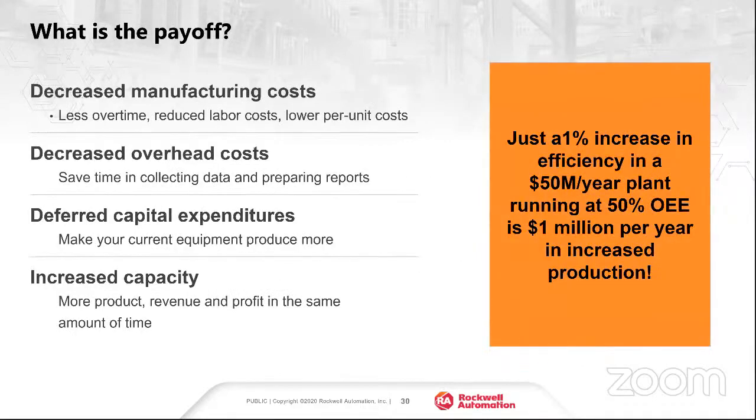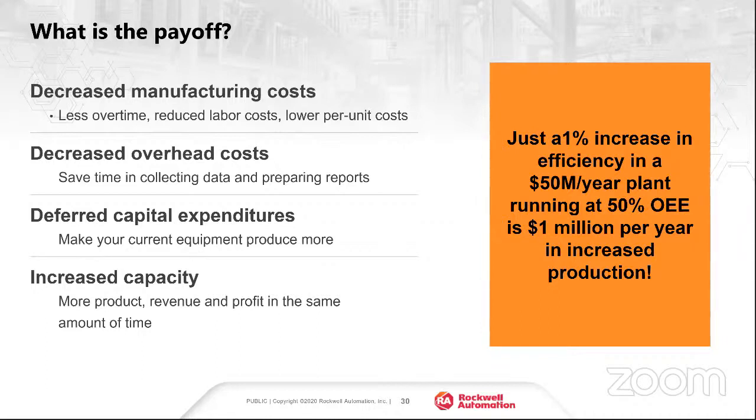Well, in the end, what is the payoff, right? There was a question, Mike, you asked, how do we justify it? What is the payoff? So this is a metric right here on the side that I was talking about a little bit. But let's say just a 1% increase in efficiency in a plant that is producing revenue worth $50 million a year, running at a 50% OEE, is $1 million per year increased in production.